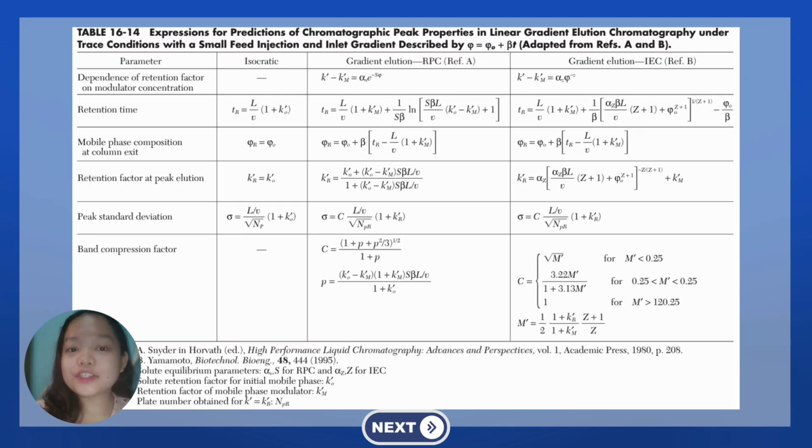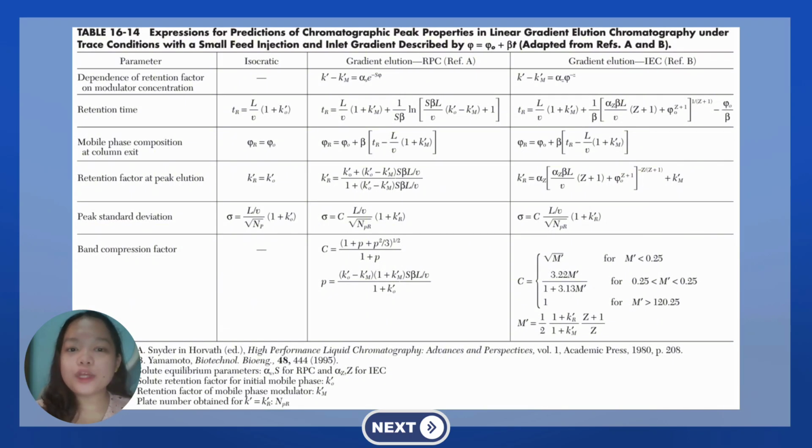For peak standard deviation, peak width grows with retention time and decreases with better column efficiency. All methods follow this general rule. Gradient methods can narrow peaks due to compression effects.